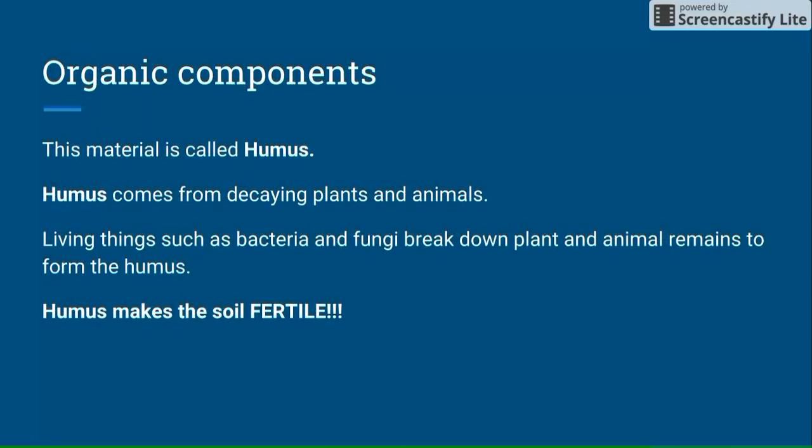The organic component of soil that we talk about the most is a material called humus. And this is not the same as the hummus that we dip carrots or pretzels in and eat. Humus comes from decaying plants and animals. So living things such as bacteria and fungi break down plant and animal remains to form this humus.